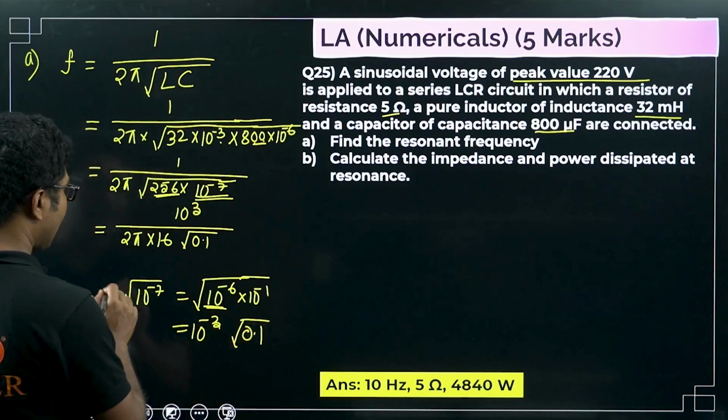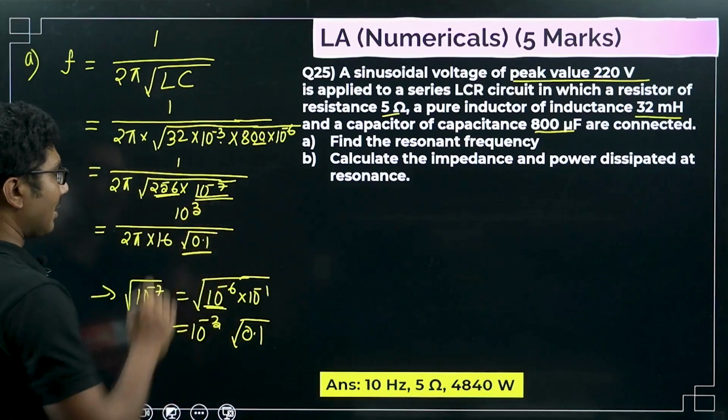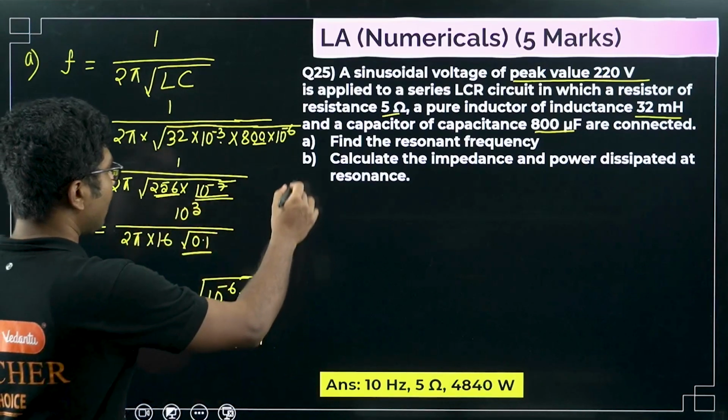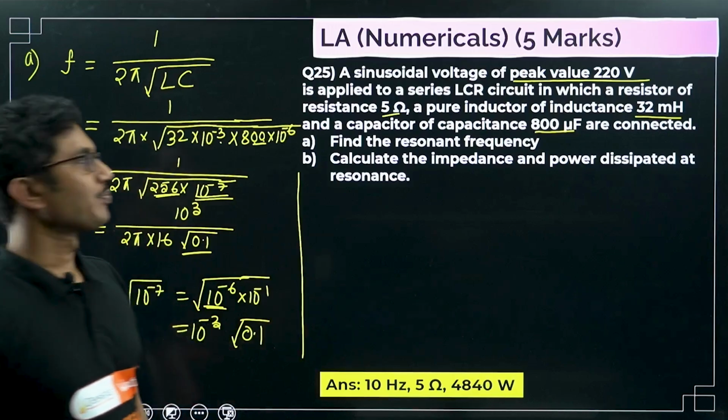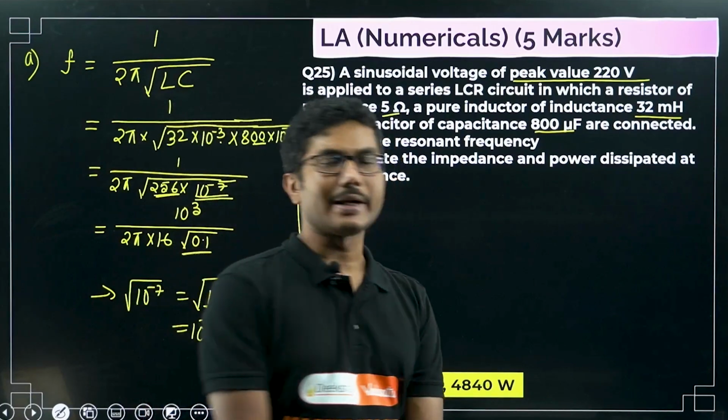So that's how I have written this. Okay, clear? Now this will go up and become positive, and you can calculate this exact value of the resonance frequency. Now calculate the impedance and power dissipated at resonance.